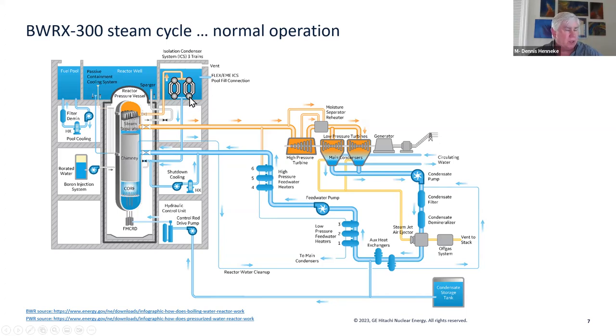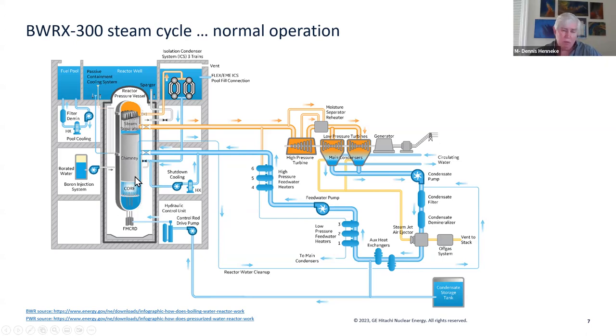So the isolation condensers, there they are. We'll get into that here in a minute. But from a passive standpoint, it's a passive cooling system, and if you can make that isolation condenser very reliable, which we have, that's key to the overall safety of the plant. I'll get into the change in the design of the isolation condenser in a minute. But other than that, this is a simplified version, including the secondary side, of a boiling water reactor.